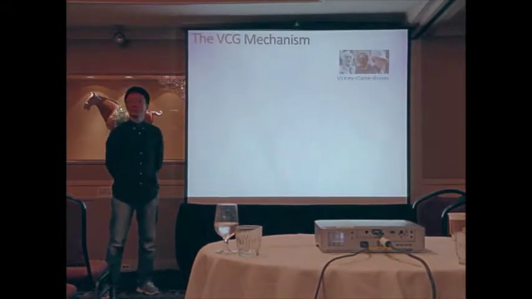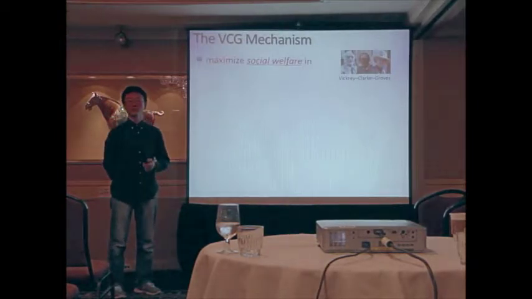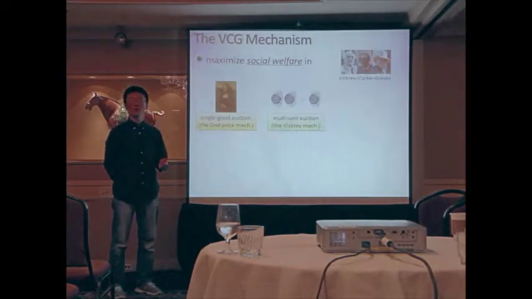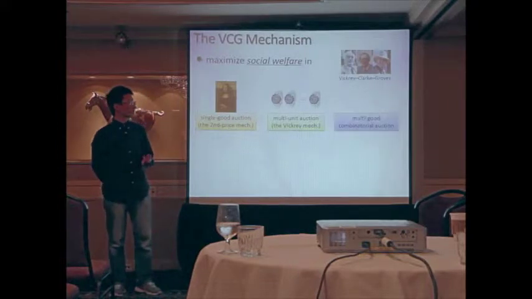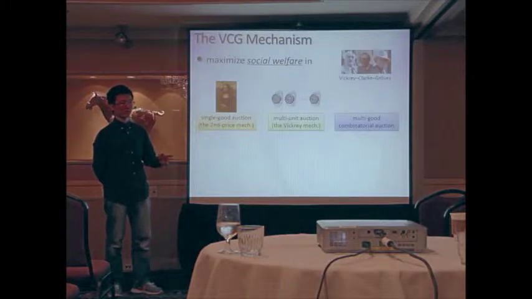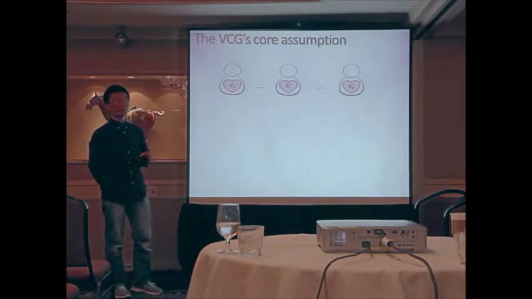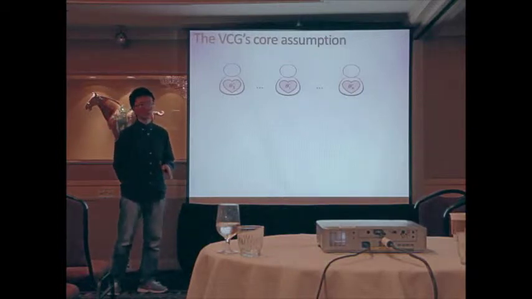Good. So the VCG mechanism really deserves no introduction at this conference. It maximizes social welfare in single-good auctions, multi-unit auctions, and most generally, multi-good combinatorial auctions, which are now really at the frontier of auction theory. However, I wish to point out that the VCG relies on the following implicit assumption.